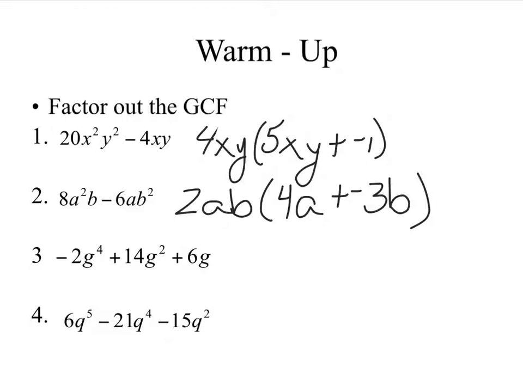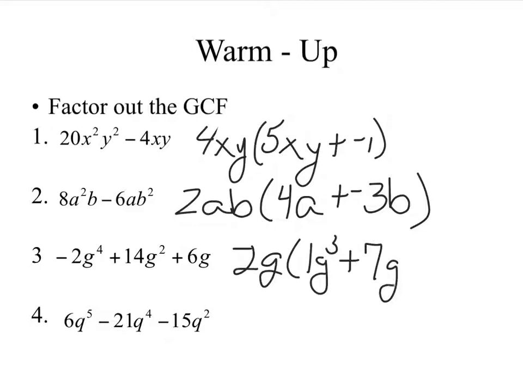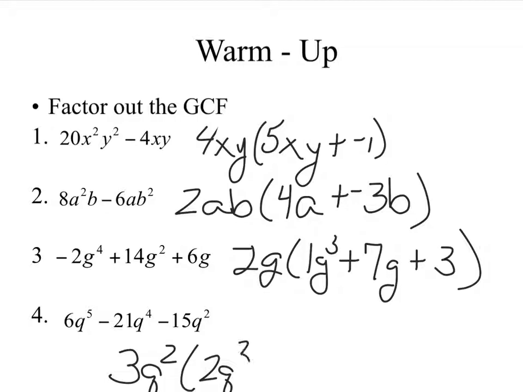Number 3, I have 3 pieces, so I need to figure out what I can pull out of all 3 of them that they share. Well, all the numbers can be divided by 2, and they all have 1g in common. So that is 1g to the third plus 7g plus 3. Last one, between the 6, the 21, and the negative 15, I can pull out a 3. There are 2 q's in common, so q squared. So that gives me 2q to the third plus negative 7q squared plus, dividing by 3, so that would be negative 5.